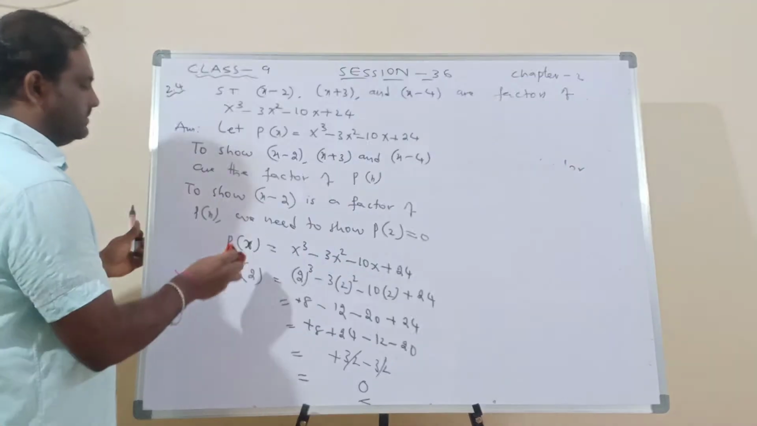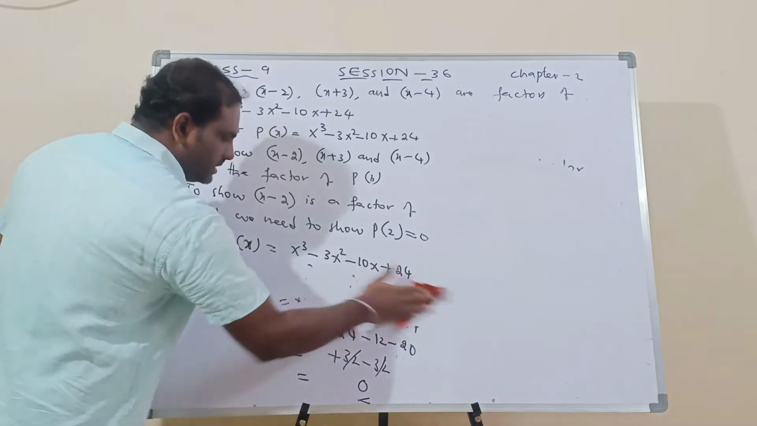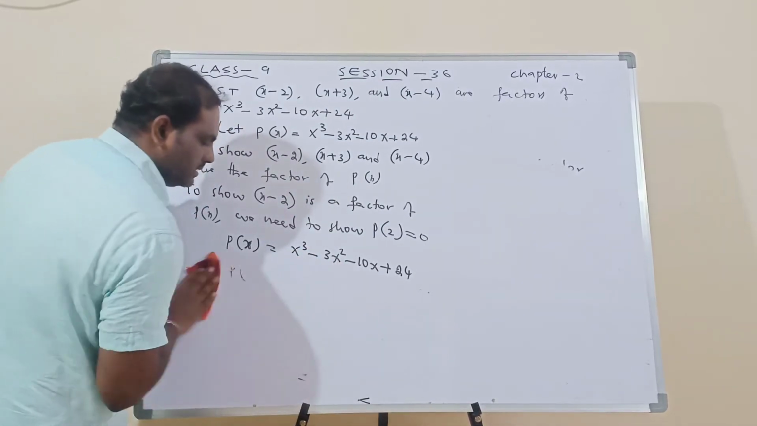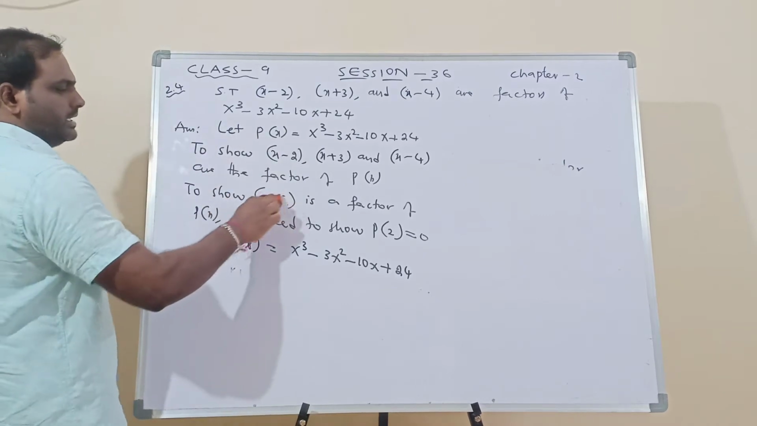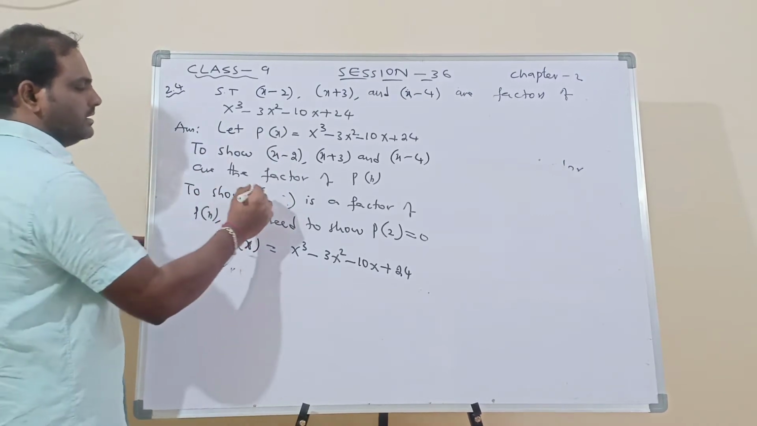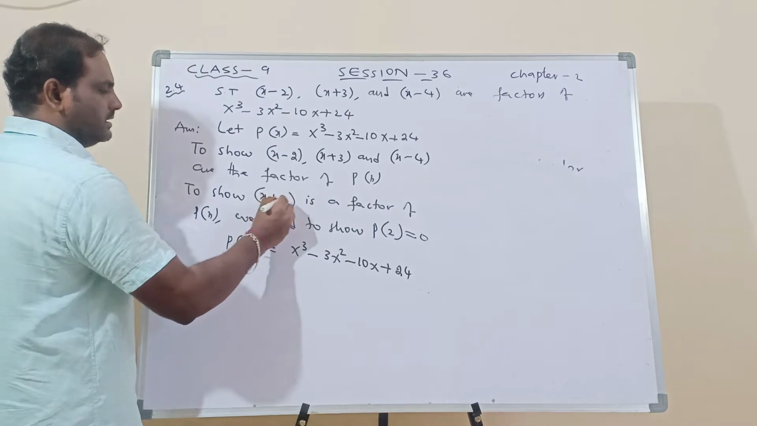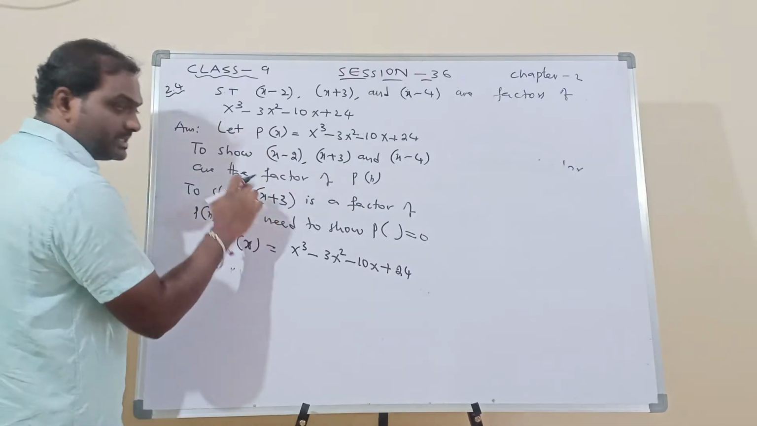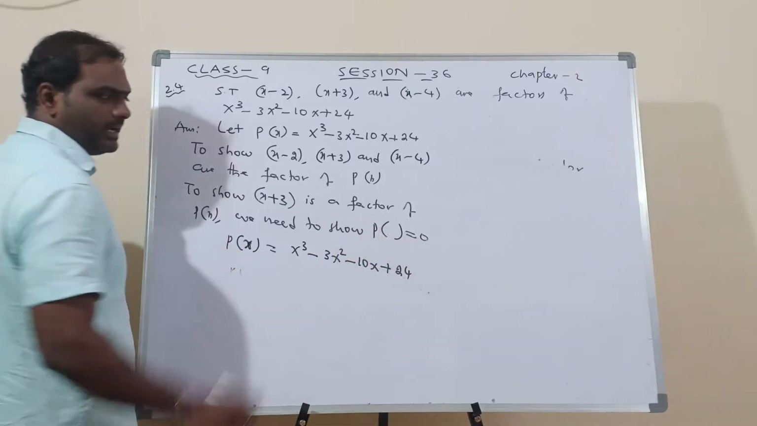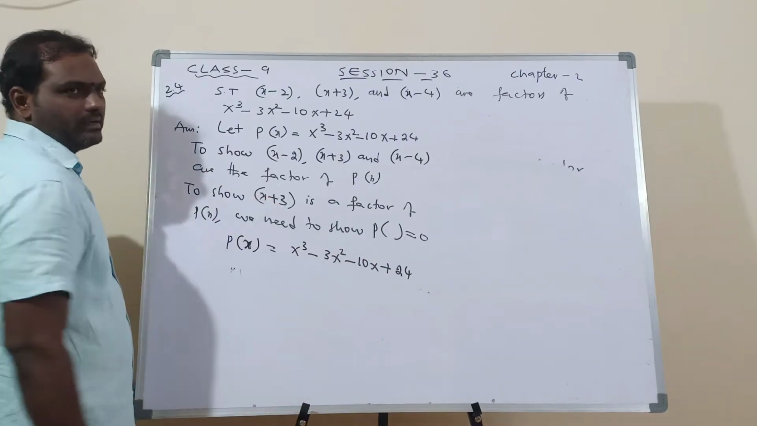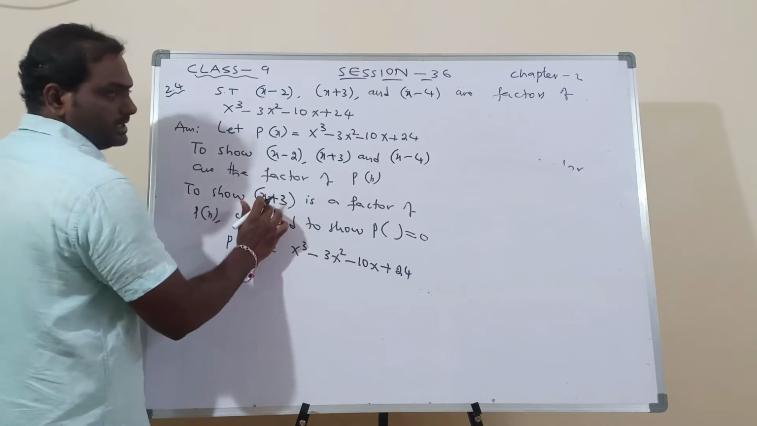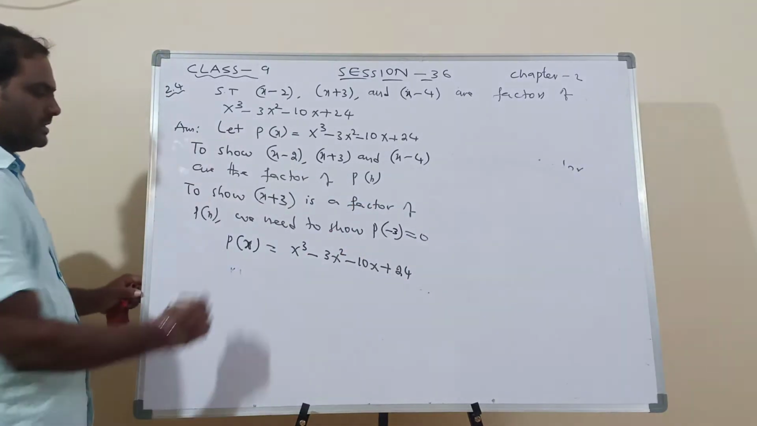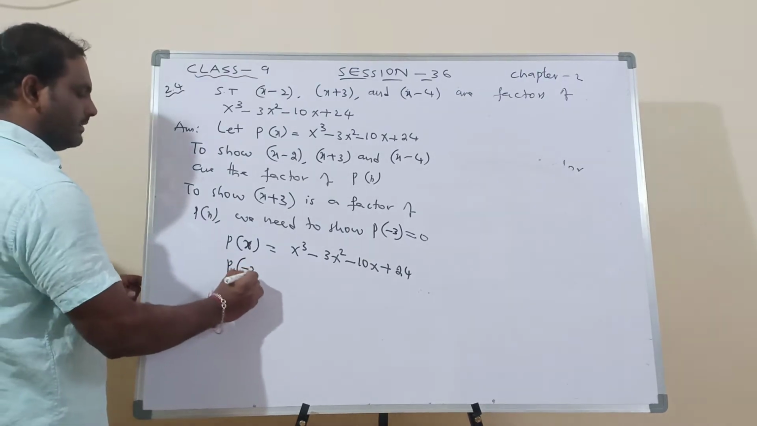X plus 3. How to do this? It's very simple. To show that x plus 3 is a factor, what do I have to do? Many times I told you, if x plus a is there, we write p of minus a. If x minus a is there, we write p of a. Since it was x plus 3, I should write P of minus 3 is equals to 0. Same, substitute P of minus 3.